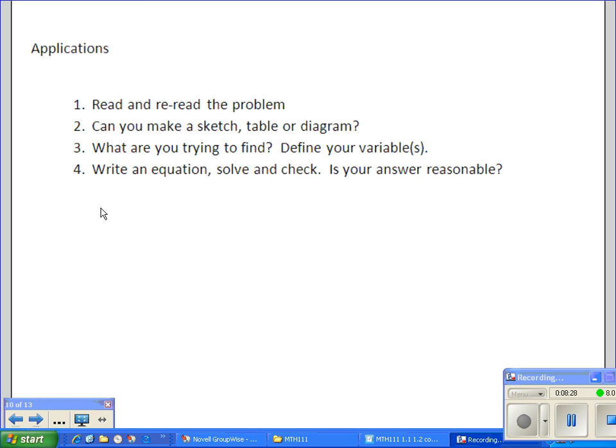Some suggestions for working with story problems. Read the problem and read it again until you're sure you understand what's going on. Some story problems, you can make a sketch, a table, or a diagram to help you sort out the information. Think carefully about what it is you're trying to find. Often whatever you're being asked to find is what your variable is going to be when you set up your equation. And the main thing is write the equation, solve and check, and think about whether or not your answer is reasonable.